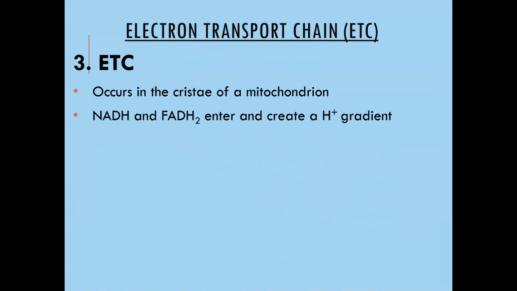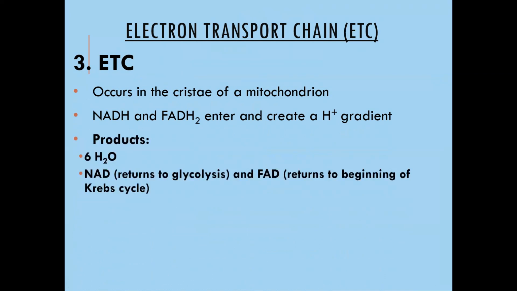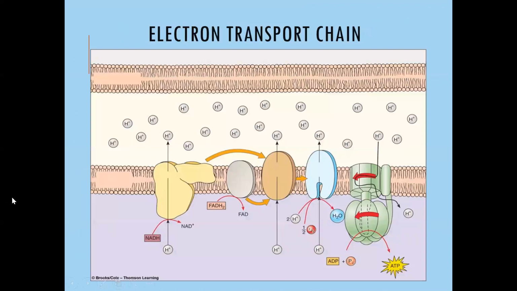And then the NADH and the FADH2 are going to enter and create an H plus gradient, which means there are going to be more H pluses on one side than there are on the other side of the membrane, right? So we're going to get some other products in this, and we're going to get 6 waters. And then the NAD, once it releases its H plus, is going to go back to glycolysis, so it can do it again. And FAD is going to return to the beginning of the Krebs cycle, so it can help again, right?